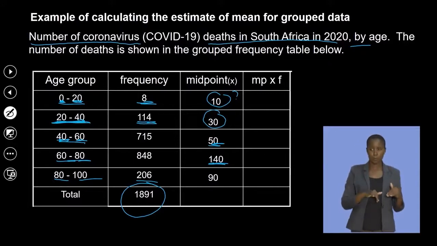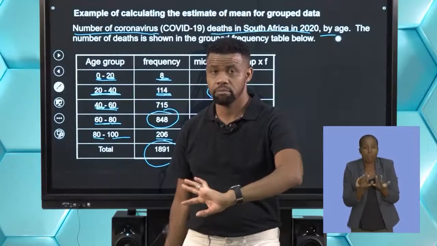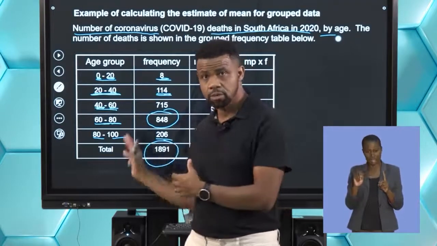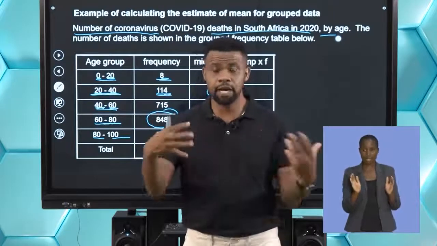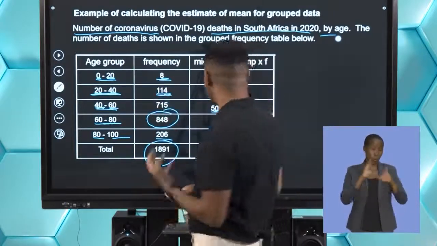So now we have the interval, the frequency, and the midpoint. The frequency just tells us how many people died in each interval. And we can see the highest is 60 to 80. If you are between 60 and 80, the likelihood of dying from COVID-19 is very high based on that data.